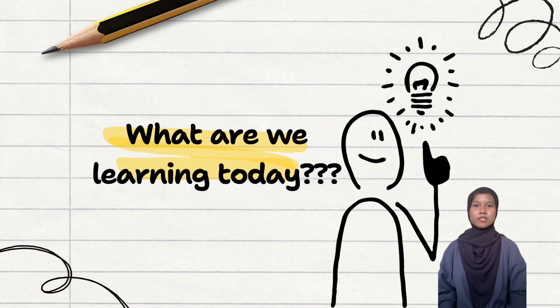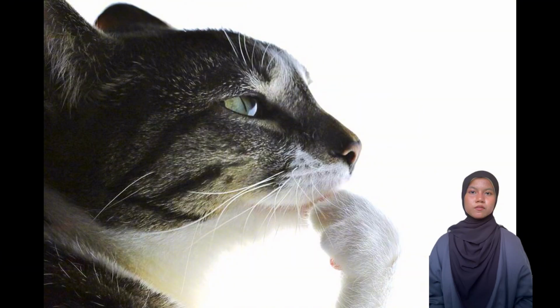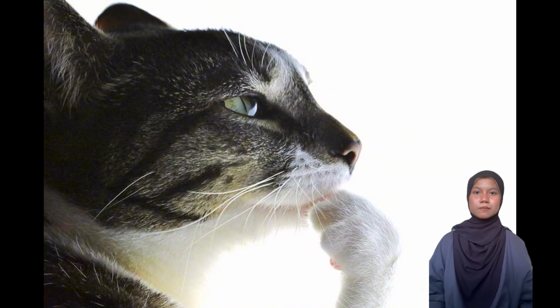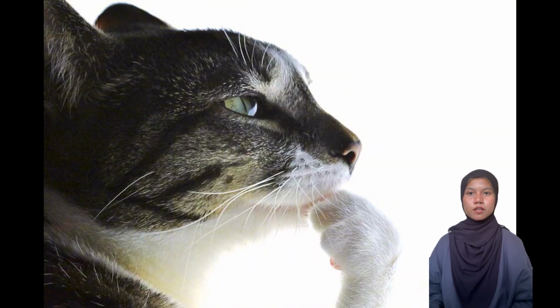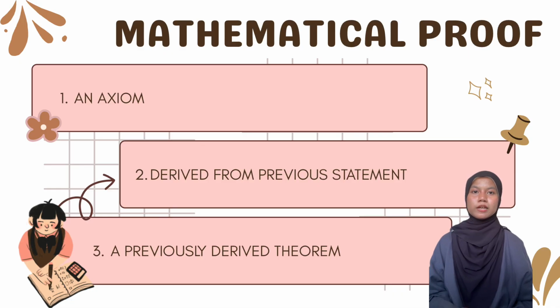My name is Ifal and today I'll be telling you about mathematical terminology and one of the methods that can be used. Proof is a mathematical statement, an expression which is either true or false. Mathematical proof consists of an axiom derived from a previous statement and a previously derived statement.